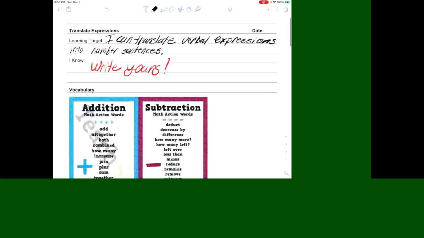Today we're talking about translating expressions. So our learning target is I can translate verbal expressions into number sentences.